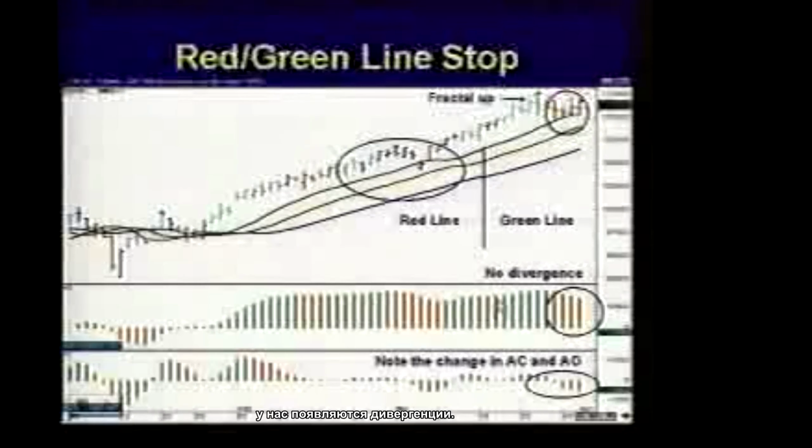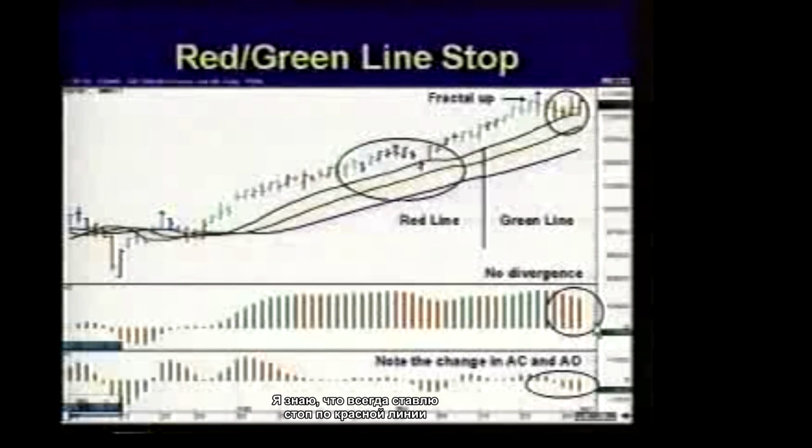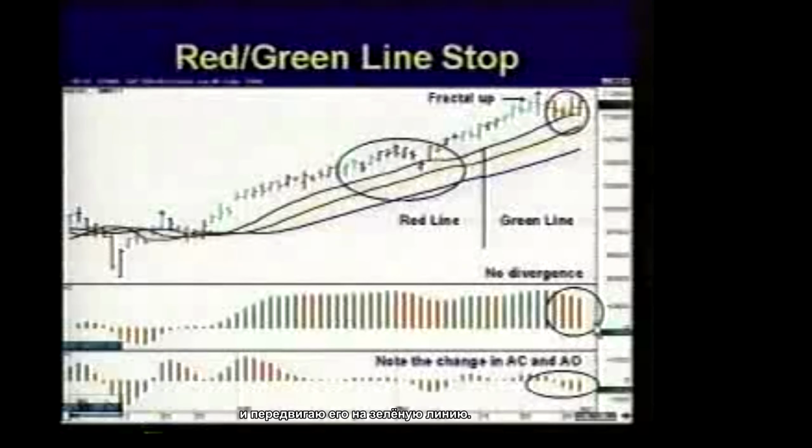Then here, notice you're starting to have some divergence. You see changes. The AC is changing. The AO has changed. This is a point when I'm probably going to take my red line stop, or I know I will always take my red line stop, and I'm going to move it to a green line because I do not want to get caught. If I've been in this move and I have a lot of profit in, I don't want to turn a winning trade into a losing trade because I have not placed a stop in a good spot.